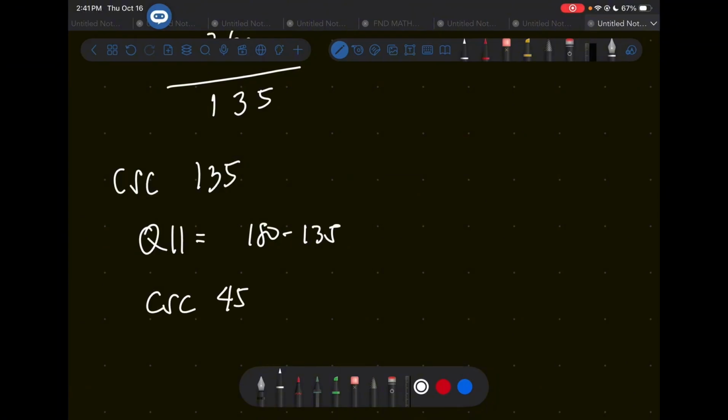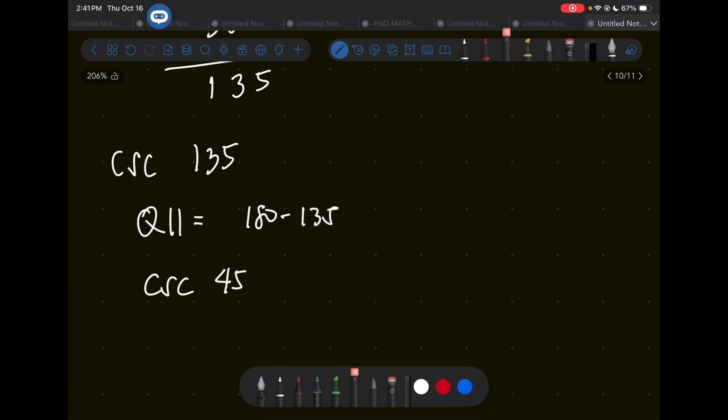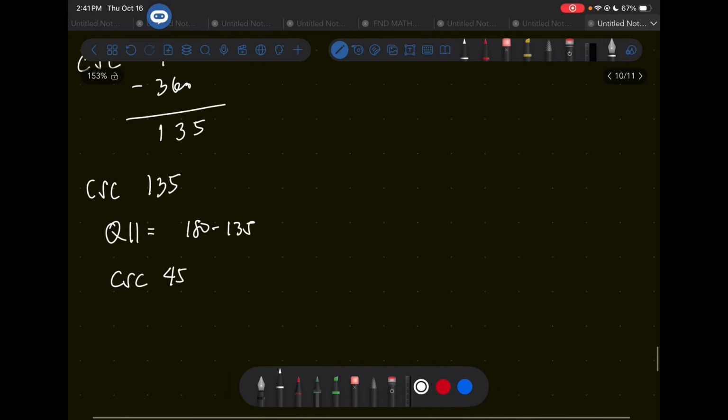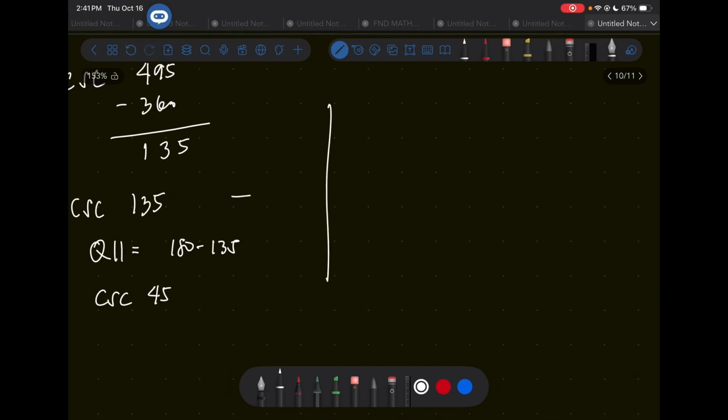Cosecant 45. But let's check where this angle is going to be. It's going to be in quadrant 2. So, cosecant is just the inverse of sine. And sine is going to be your y value. So here, it's in the positive y value.